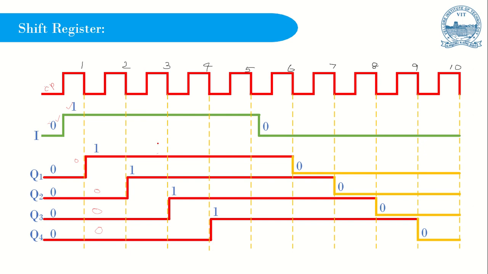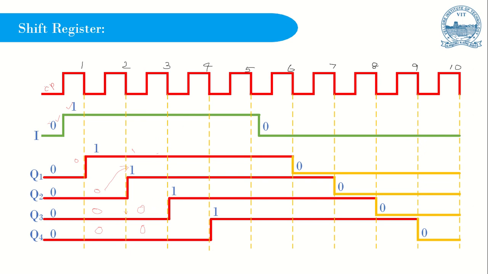Now when it comes to the second negative edge, my Q1 is 1. So after crossing the second negative edge, Q2 will change from 0 to 1. If we take Q3, at the instant at which the negative edge arrives, 0 is available at its input. So even after the second clock edge, Q3 will remain 0. The same way for Q4 also. Then it is 1 1 0 0.